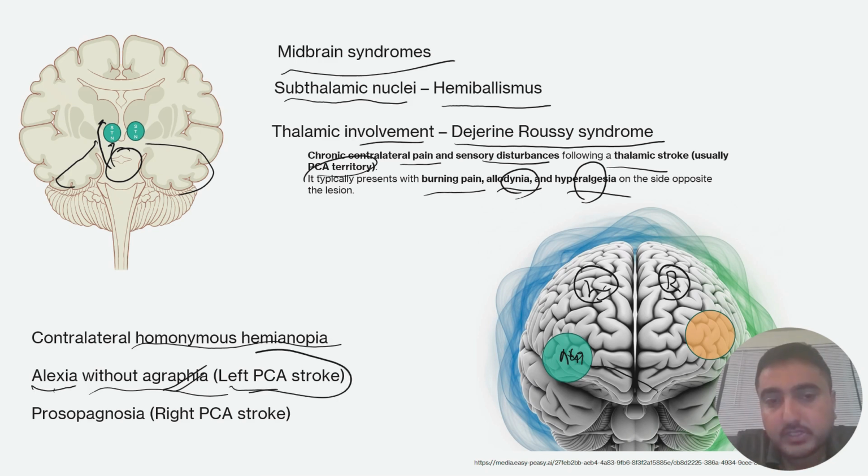If left PCA stroke is present, we have alexia without agraphia because the language centers are present on the left side. And if right PCA stroke is present, this would involve an area called the fusiform face area, which is present in the right fusiform gyrus, and it would lead to prosopagnosia, which is not recognizing the familiar faces that one sees. Alright, now let's dive into explaining how these symptoms occur.